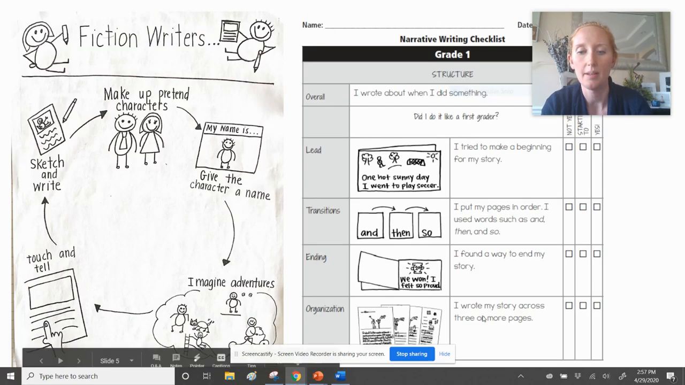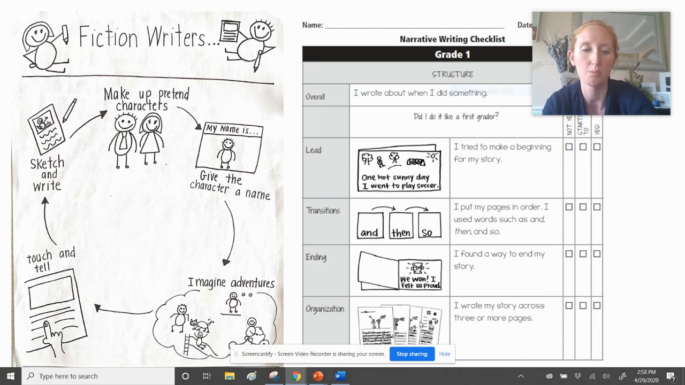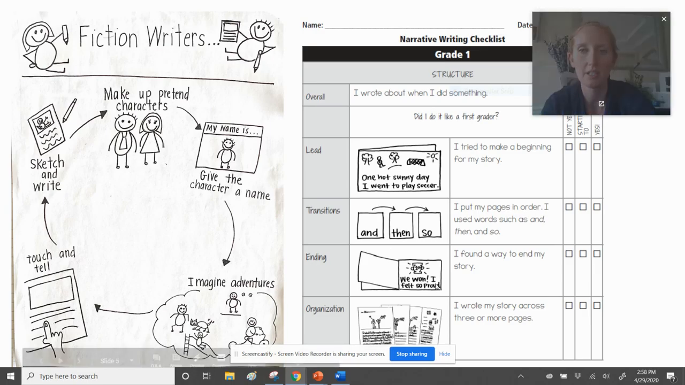Oops, sorry about that. And then the last thing here is organization. It says, I wrote my story across 3 or more pages. You want to make sure your story is organized with that clear beginning, clear middle, and clear ending. But I'm going to take you into my story now to show you how it can be longer than 3 pages, right? 3 or more pages. So let's take a look.